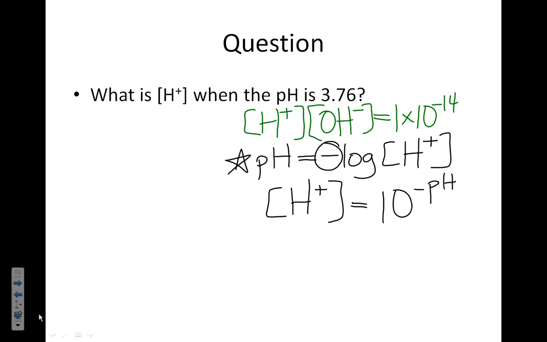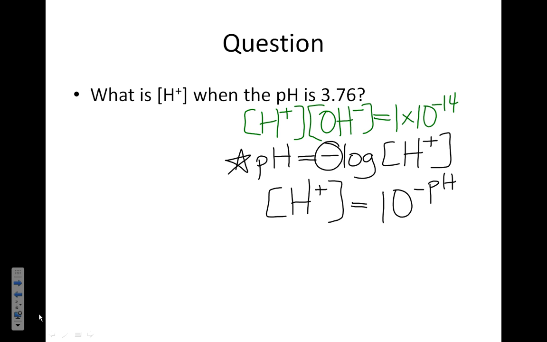Now these first two are on your reference table. H plus times OH minus is equal to the autoionization product constant for water, which is 1 times 10 to the negative 14. And pH is equal to the negative log of H plus. This third one, however, that H plus is equal to 10 to the negative pH, that isn't on the table, because frankly they've already given it to you. You just need to know how log rules work.